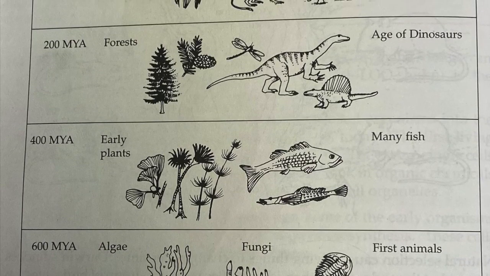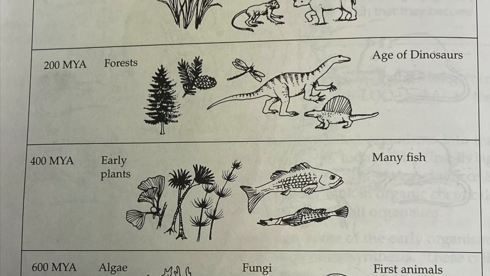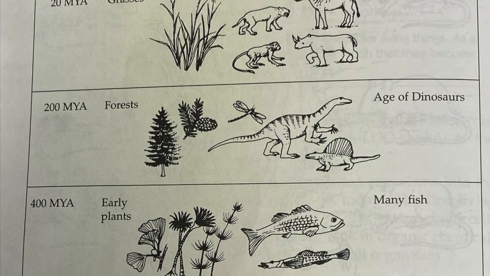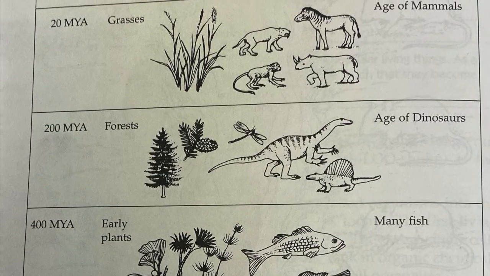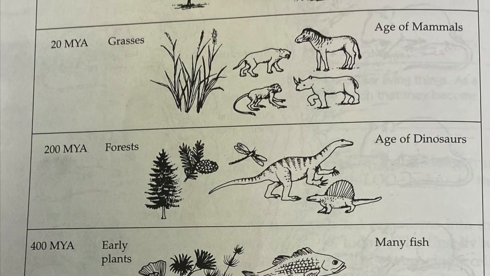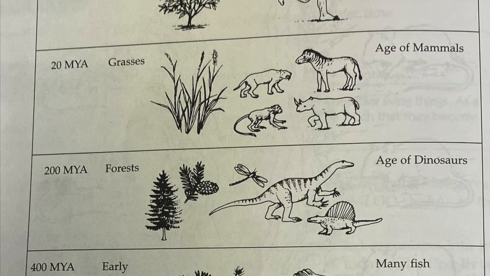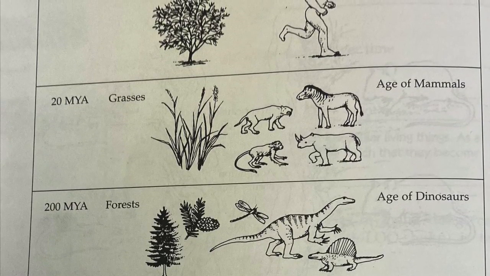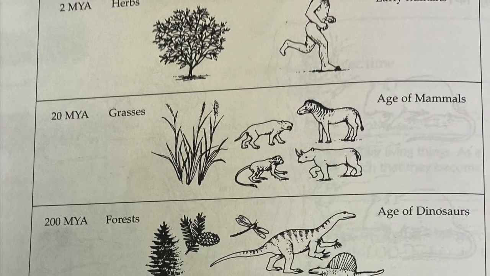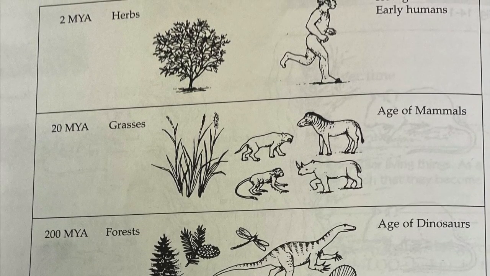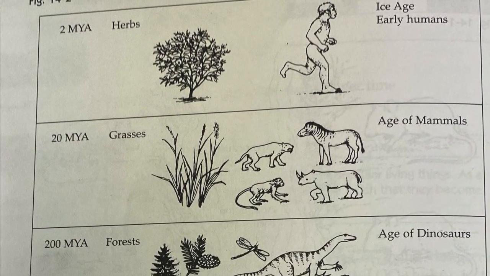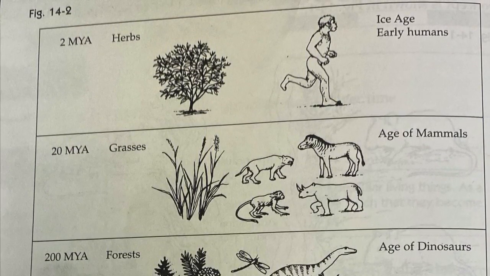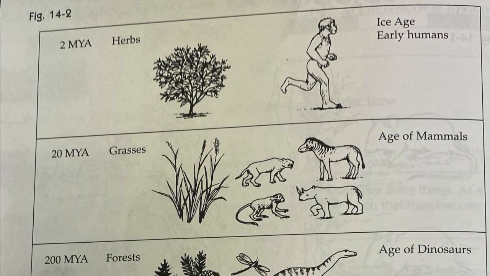Then we move on to 20 million years ago. We have grass, we have the age of the mammals. They look a lot different than they do now, but that is when they began to develop. And 2 million years ago, we have the first kind of herbs, which we use nowadays in our food and stuff. And we have our first ice age or early humans. Now, as you can see, we didn't start off like the way we look now. So, with time, we have evolved just like everything else has.